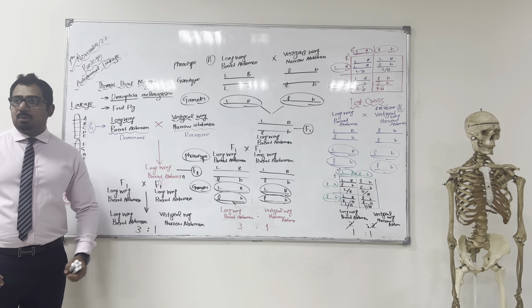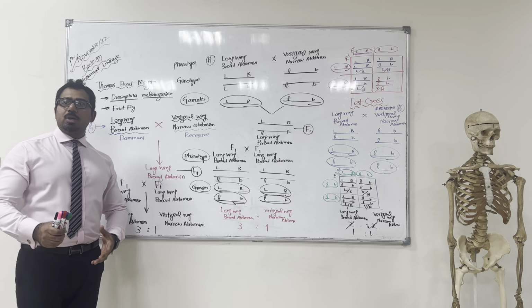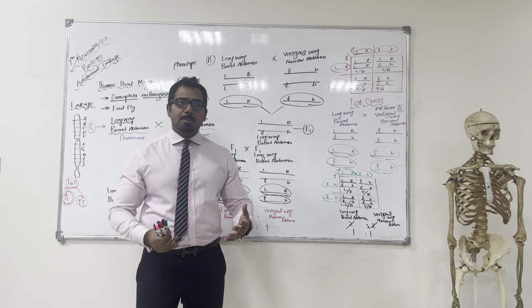When he crossed them together, in the F1 generation he got all long wing and broad abdomen. Then what did he do? He crossed F1 with F1, thinking he would get a 9:3:3:1 ratio. But interestingly, he got 3:1, and he got only the parental types: long wing, broad abdomen and vestigial wing, narrow abdomen. I told you guys that they repeated the experiment many times, but still the same result came. Then they came to know that there is nothing wrong with their experiment. There is some other thing.